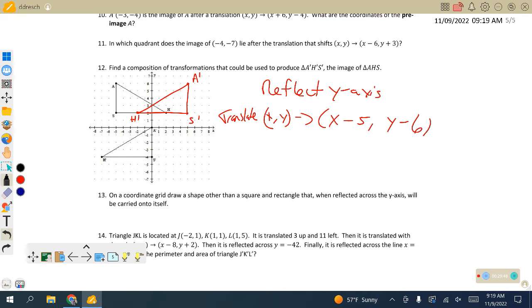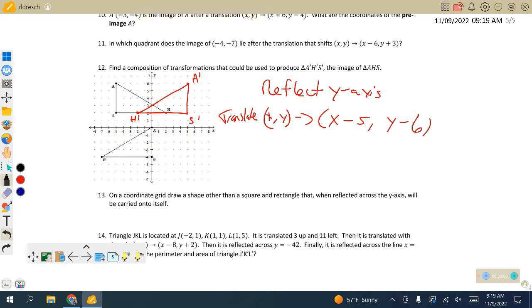So we could have done the order differently. We could have translated first and then reflected. There's more than one thing to happen there, okay? But try to go with the obvious. Get the orientation similar, and then it's usually just a translation after that. Okay?